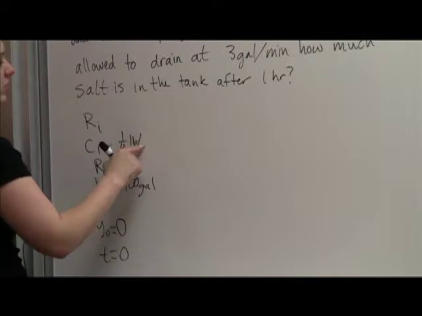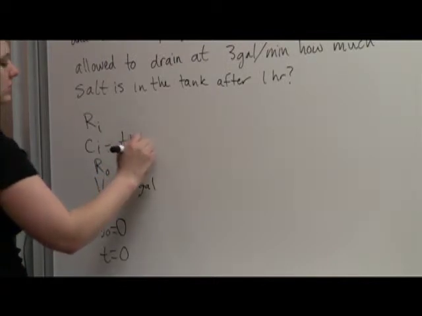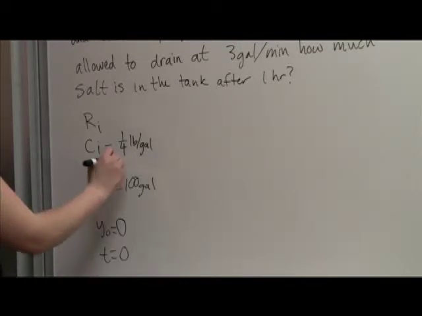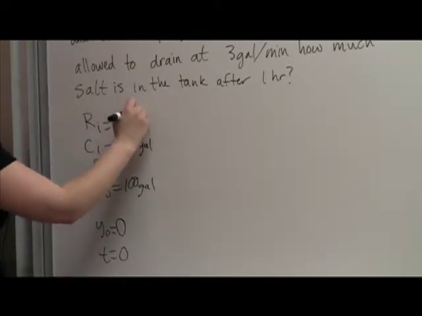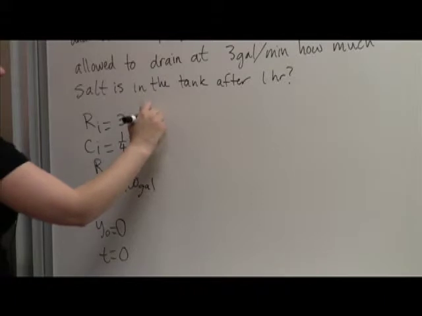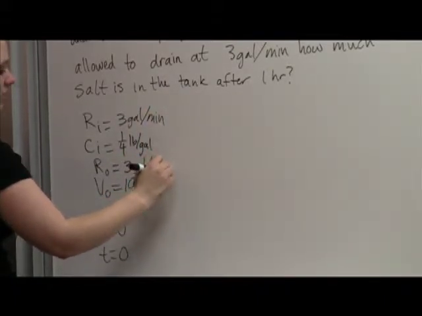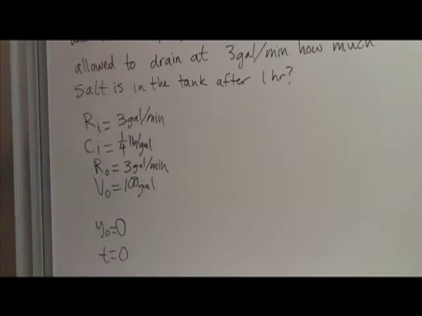I'm writing this wrong. Sorry. Okay, and the tank is allowed to drain at 3 gallons a minute. This is 3 gallons in. This is 3 gallons out. Everyone okay so far? I hope so.